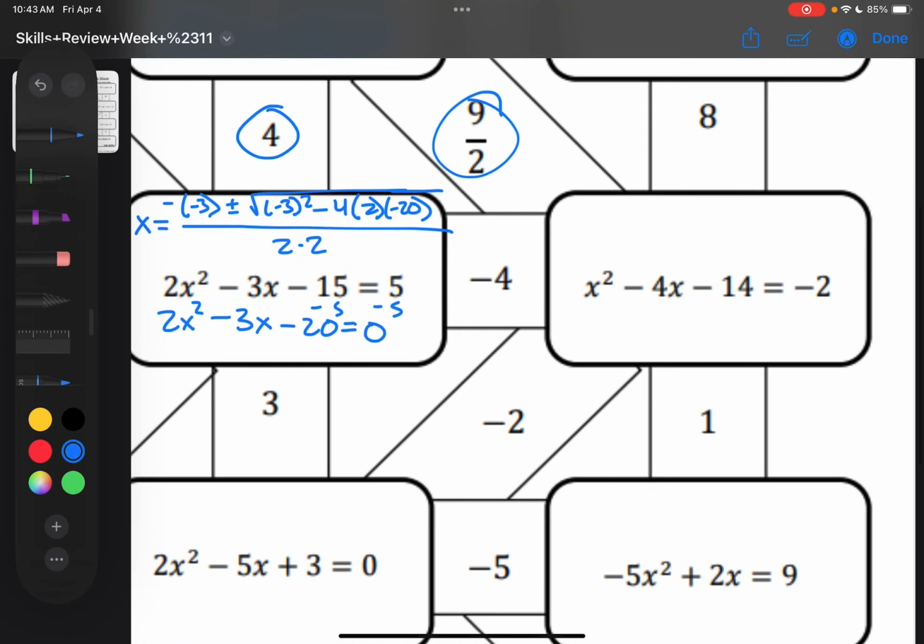Our next one, again, this is not set to 0. So the key thing here, x squared minus 4x, we need to add a 2. So we're going to get a minus 12 equals 0. Let's plug this in, opposite of b.